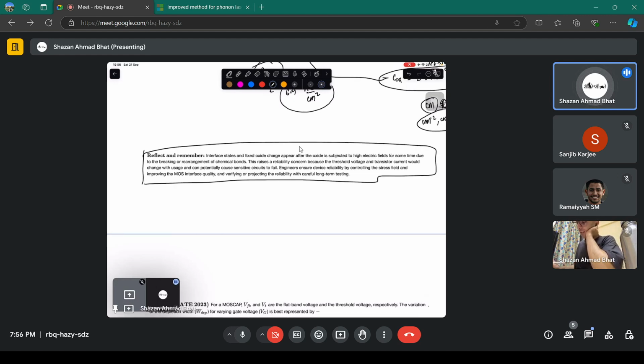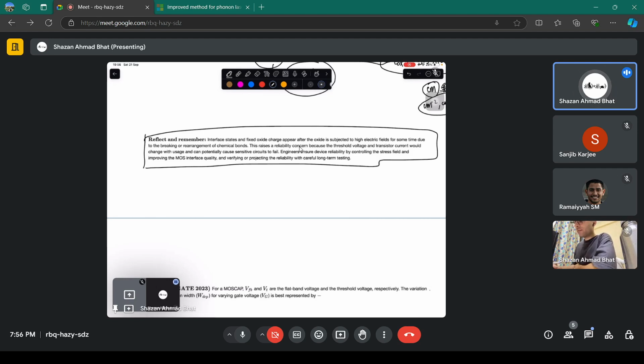If there are interfacial charges, apart from oxide charges, there are certain charges which remain at the interface of a metal and semiconductor. If there are certain charges here, there are certain charges here in the oxide. These all mess up with, I should say, the threshold voltage.